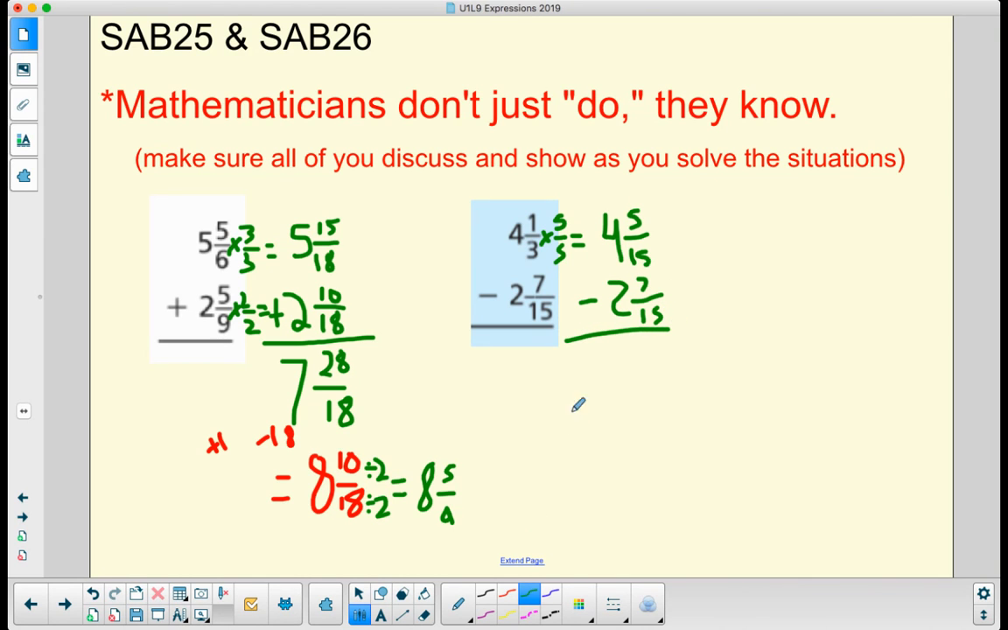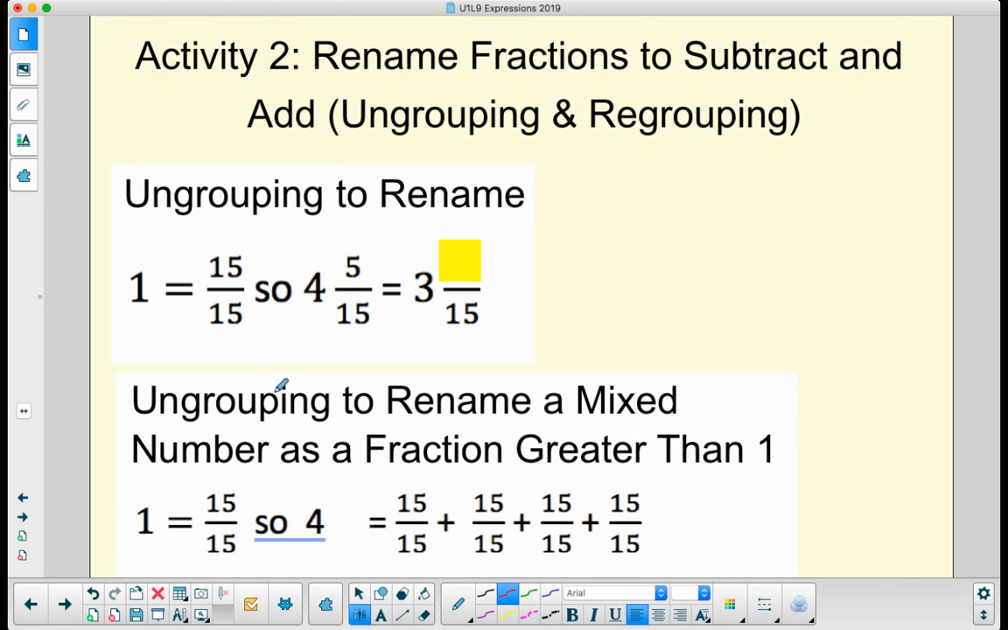Now, I chose this one on purpose. I start with my fractions. I'm not going to want to go in the negatives. So, I'm going to ungroup one of my wholes. I don't have enough. 5/15 subtract 7/15. I don't have enough to subtract them. So I need to get them from the whole number. Let's take a look at that.